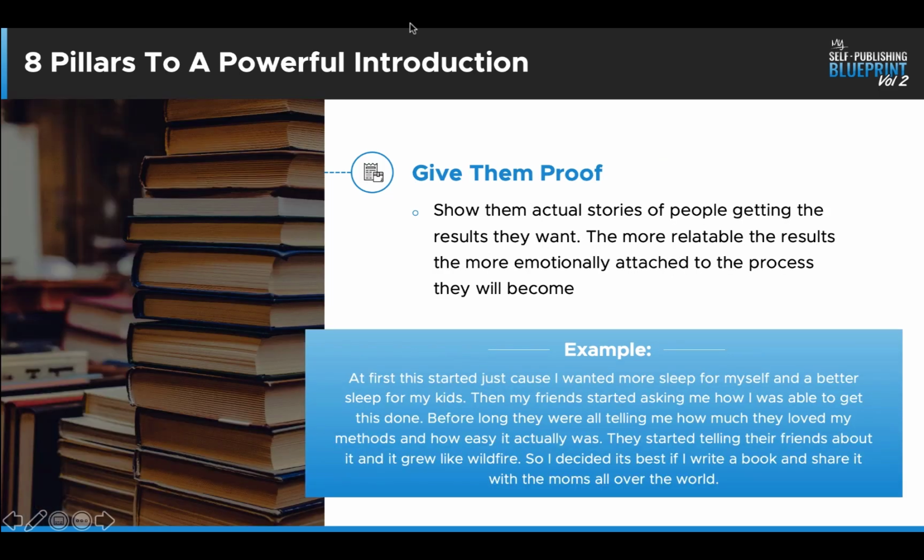Give them proof, show them actual stories of people getting the results they want. The more relatable the results, the more emotionally attached to the process they'll become. And having your readers emotionally attached to the process, to your book, is one of the most important things you can be doing.